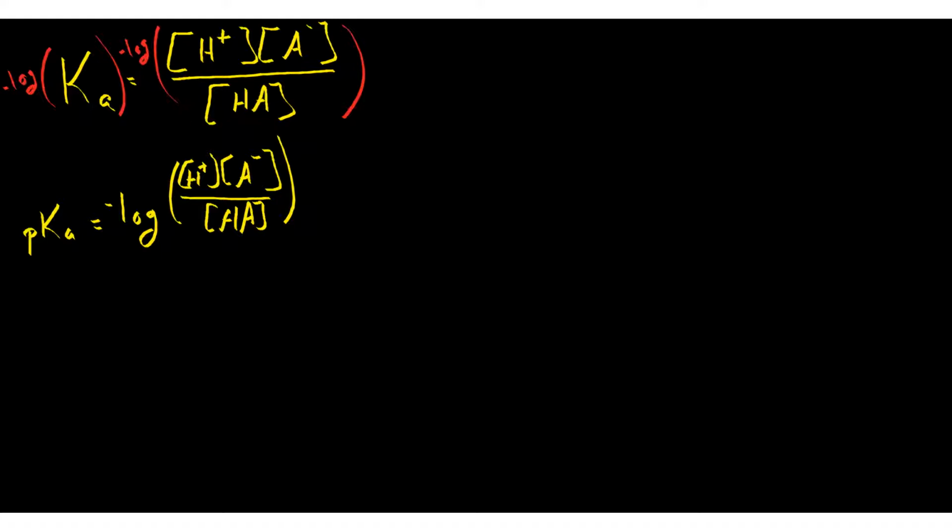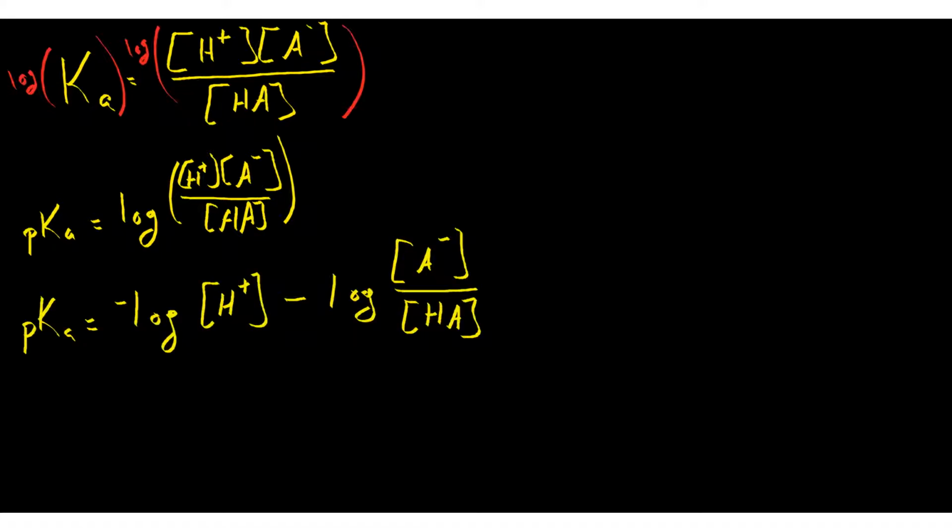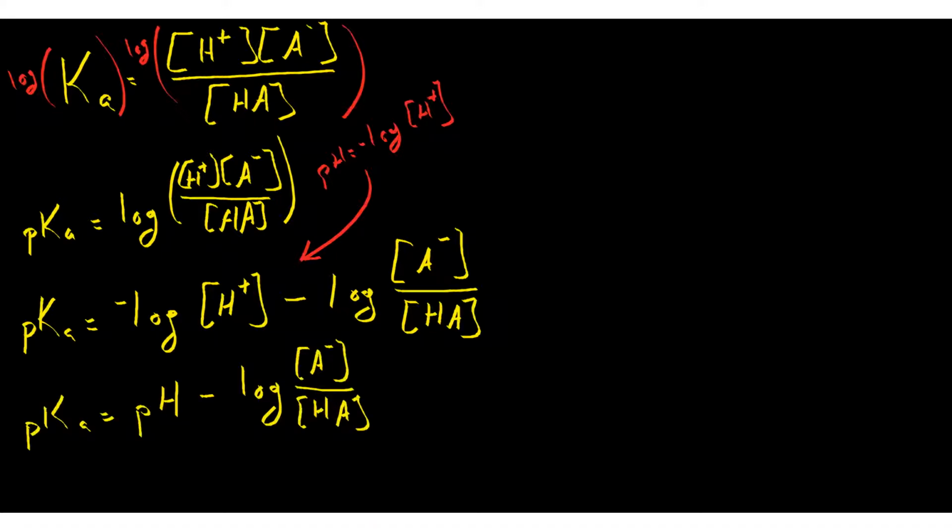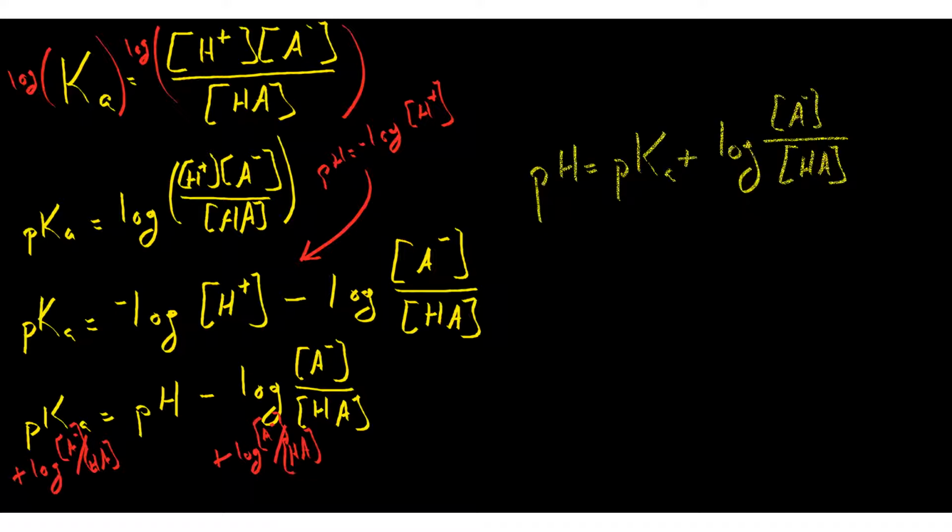We use the magic of logs to split that up, not entirely, but a bit, into pKa equals the negative log of H plus minus the log of A minus over HA. Now remember that pH is the negative log of H plus, so that gives us pKa equals pH minus log of A minus over HA. Then we just add that log expression to both sides, and that gives us the Henderson-Hasselbalch equation: pH equals pKa plus log of A minus over HA.